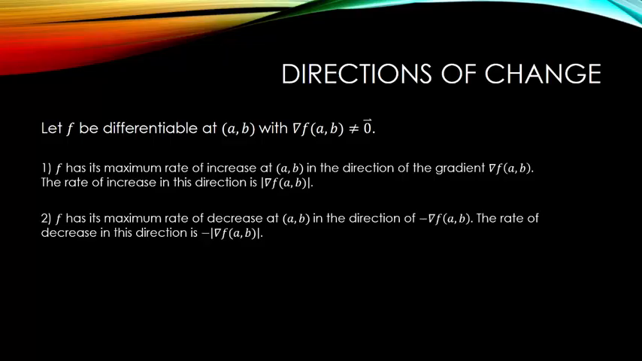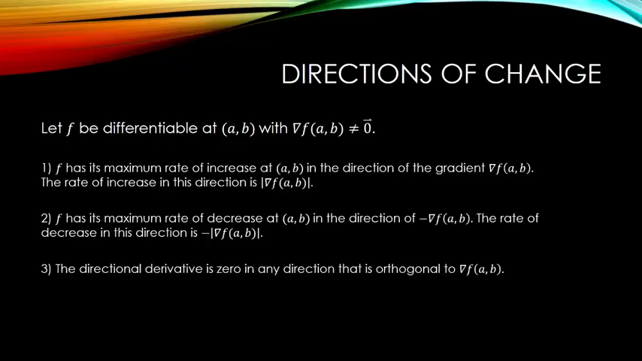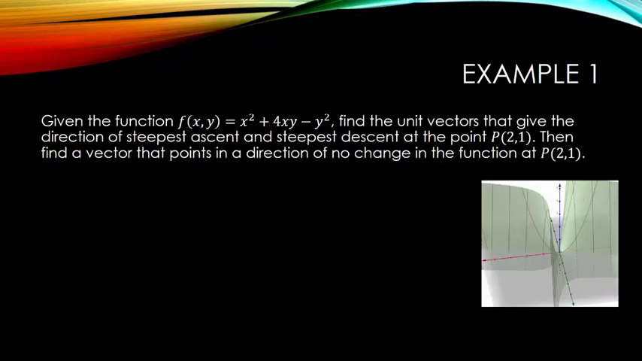This means that the rate of decrease in this direction is given by negative the magnitude of the gradient of f evaluated at (a, b). My directional derivative is 0 in any direction that is orthogonal to the gradient of f at (a, b). So let's work an example.